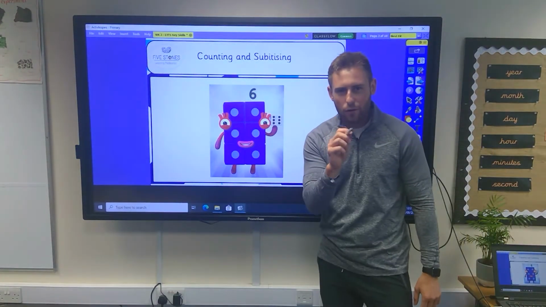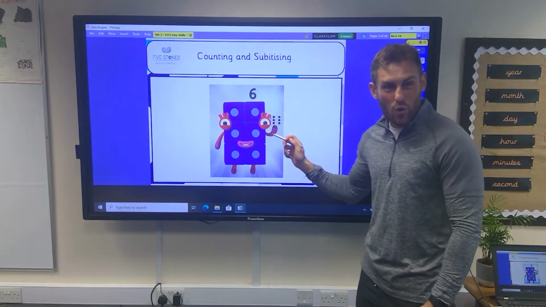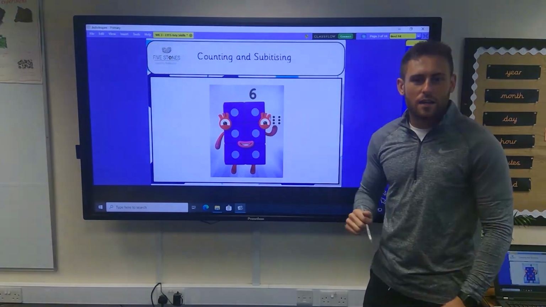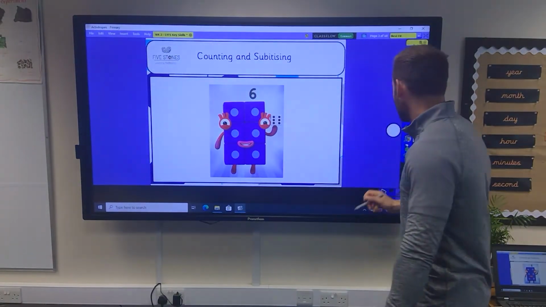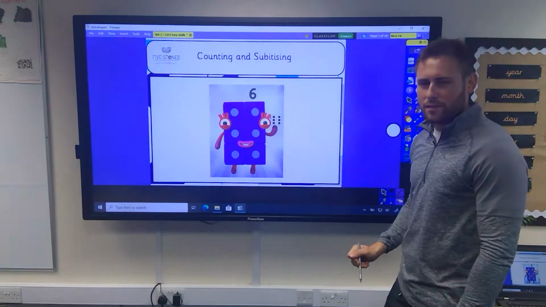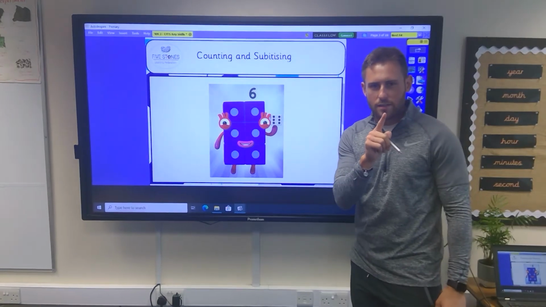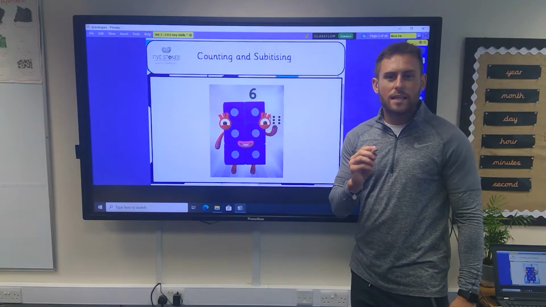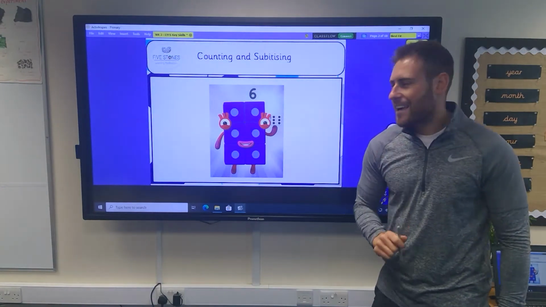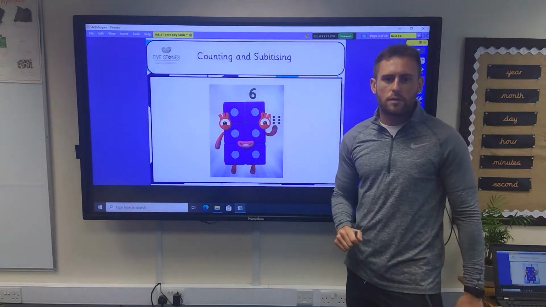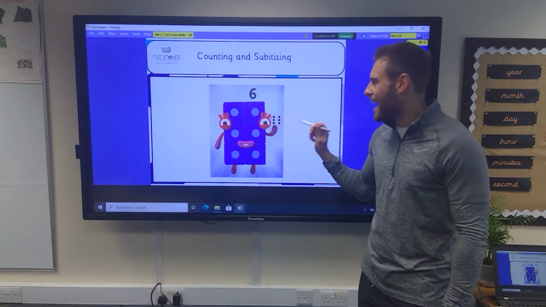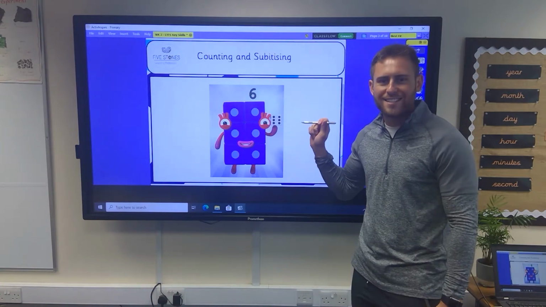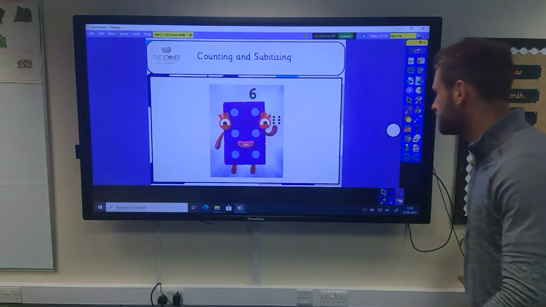And I wonder how you figured that out. Some of you might know her really, really well, and you were able to recognise that that was the number 6. Some of you might have spotted something else that told you it was a 6. So looking at this picture, how many different representations of the number 6 can you see with our number blocks character? Where can you spot 6? Off you go.